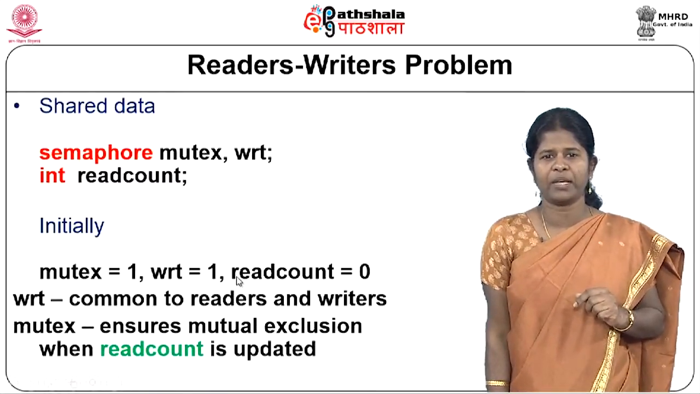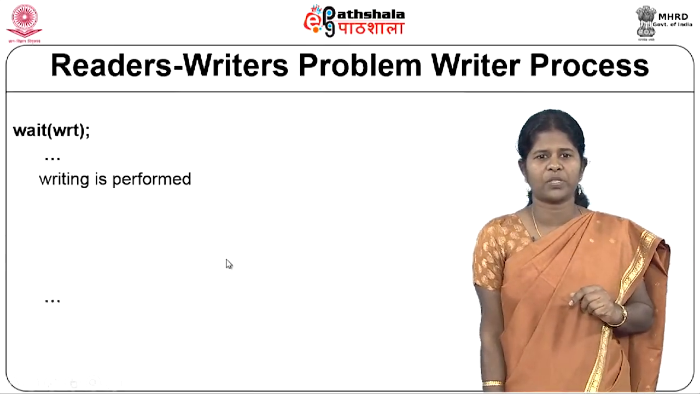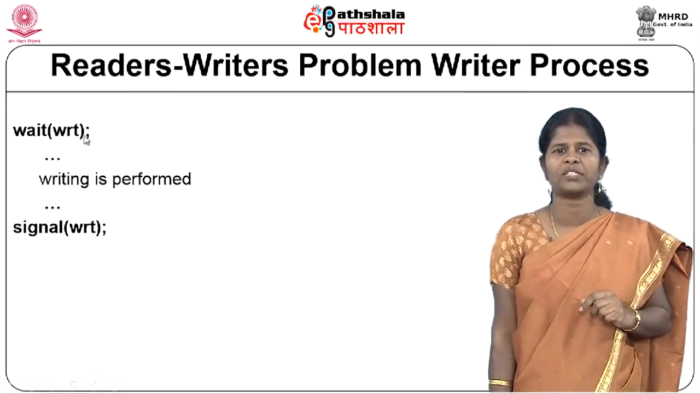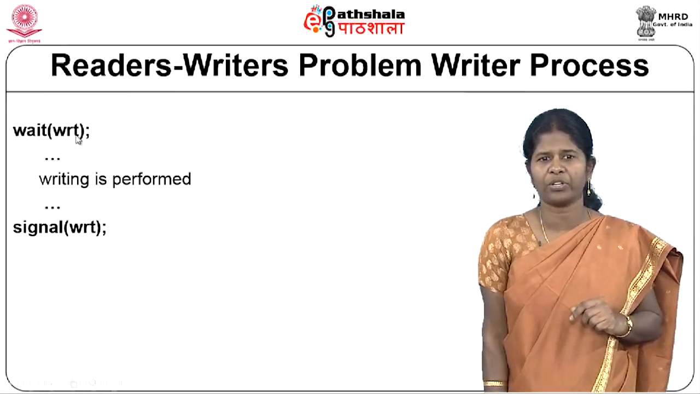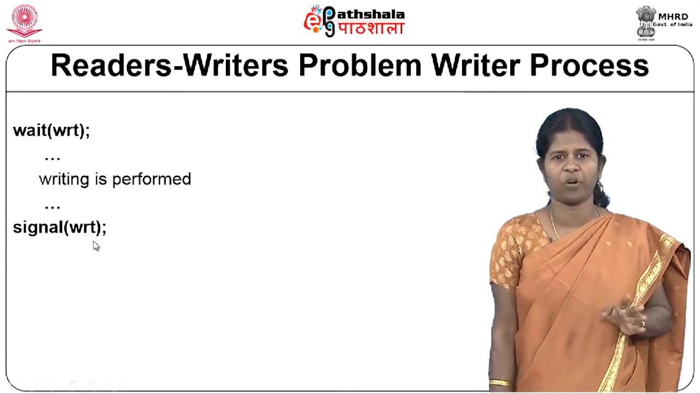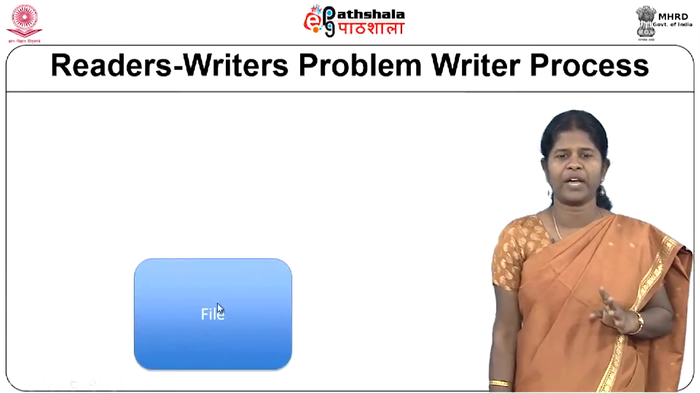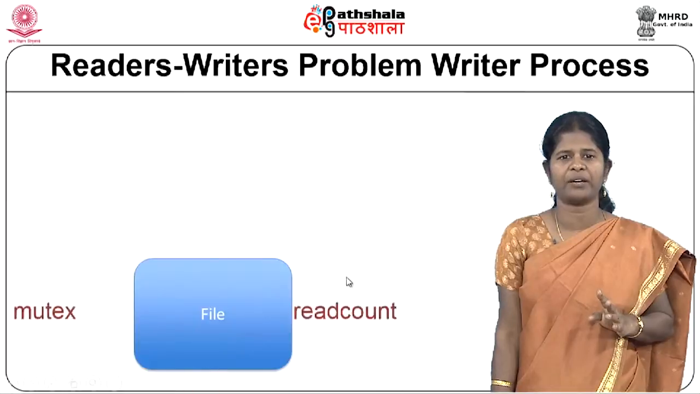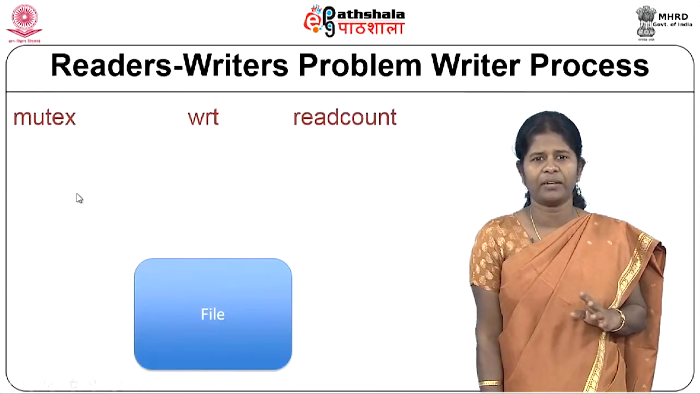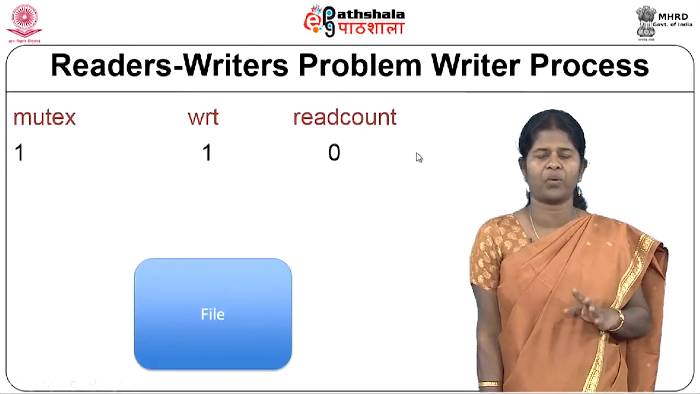Now let's look at the algorithm that is given. This is the algorithm for the writer process. The writer process first waits on WRT semaphore, then it writes, and finally after writing it performs signal. Look at this example: you have a file that is to be shared between readers and writers. Now, no one is accessing this file, and initially the value of mutex is 1, the value of WRT is 1, and read count is 0.